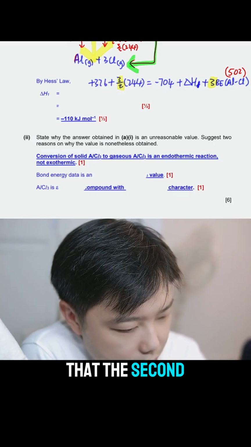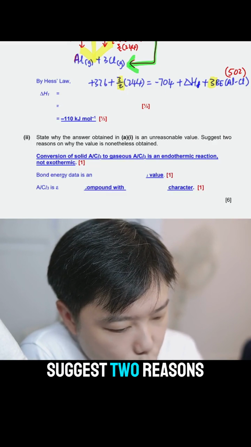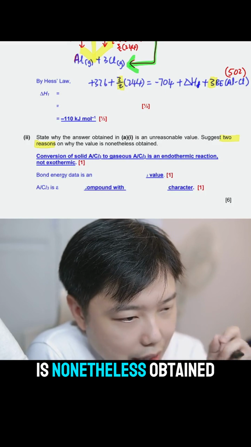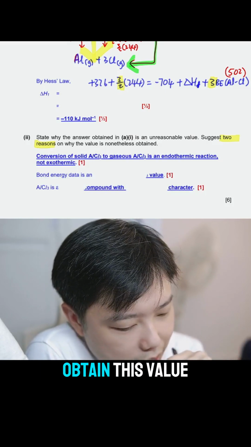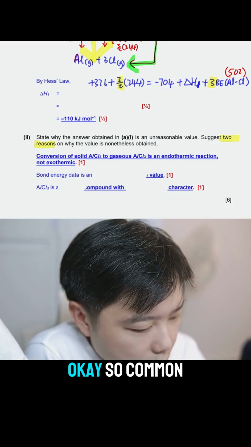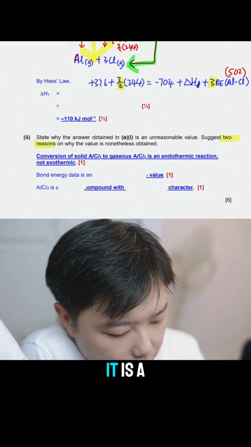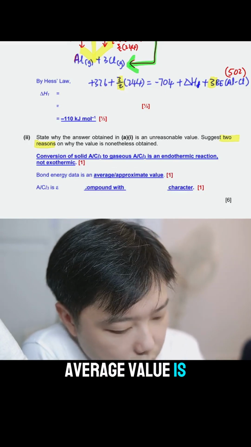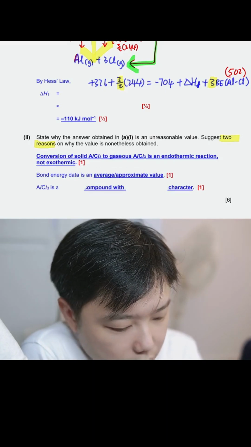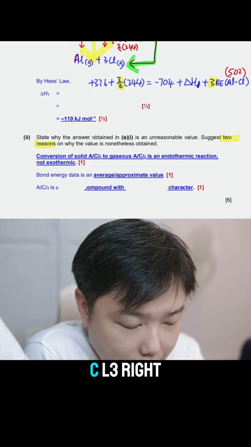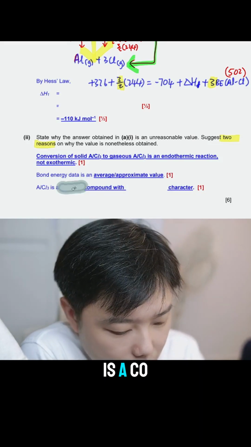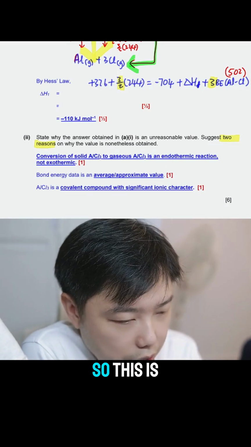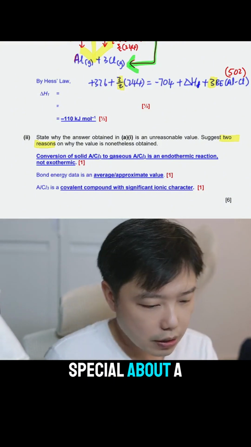The second part of the question says suggest 2 reasons why the value is nonetheless obtained. Common reasons: it is an estimated average value, an approximate value from the data booklet. And what's special about AlCl3 is that it is a covalent compound with a lot of ionic character. This is one of the things that is special about AlCl3.